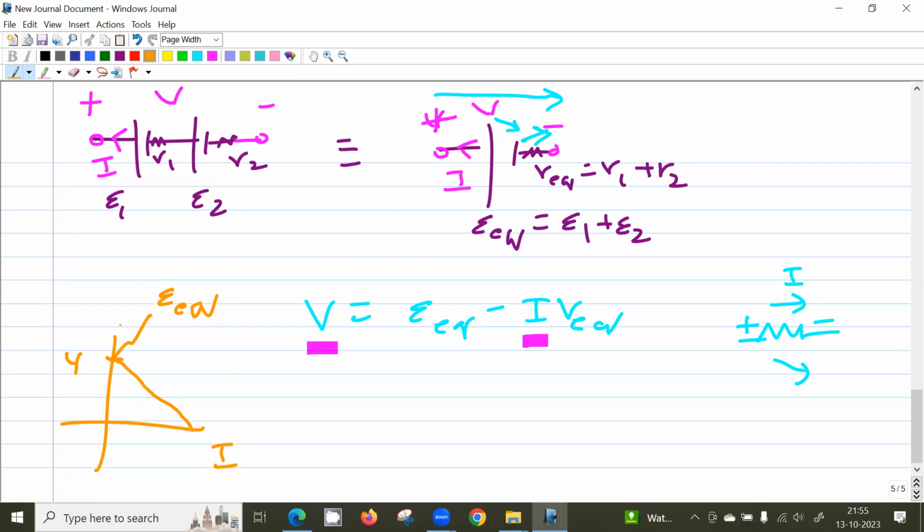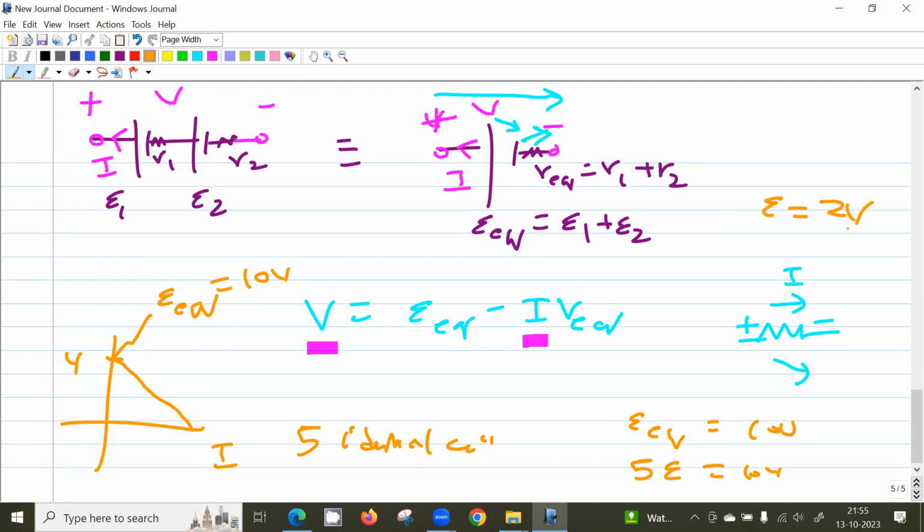So if this E equivalent is given, say for example, from the graph I read 10 volts, and they say this equivalent is made up of 5 identical cells. That means that E equivalent is 10 volts, and E equivalent is nothing but E1 plus E2 plus up to E5. But since they are identical cells, it will be 5 times the individual cell EMF. So from there, I get the EMF of an individual single cell as 2 volts.